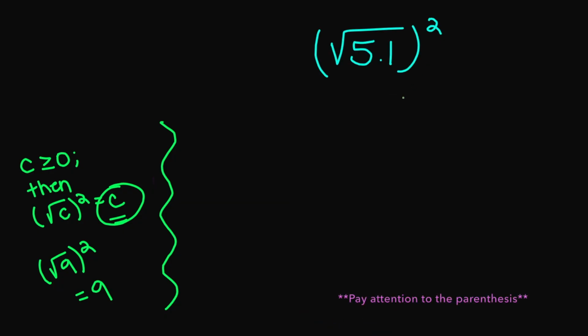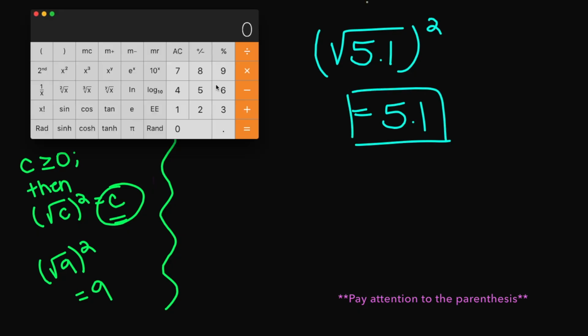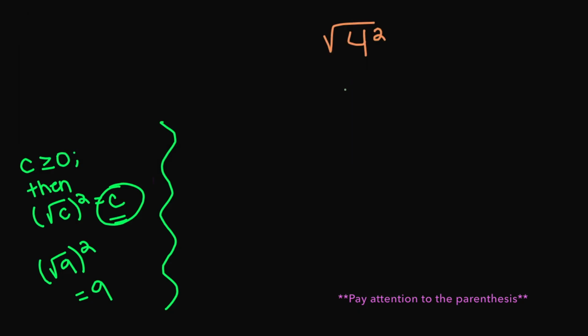What about the square root of 5.1 raised to the second power? Your final answer here is just going to be 5.1. And if you decide to use a calculator for this example, you're going to do 5.1 and hit the square root of that. And this is the square root of 5.1. And then if you square that, you're going to also get 5.1 as your answer as well, which is what we have here.